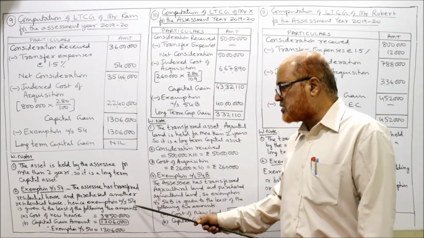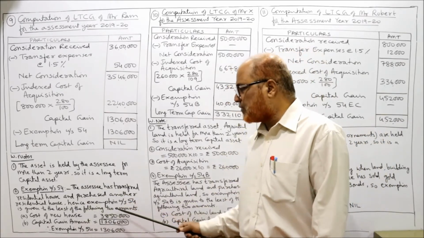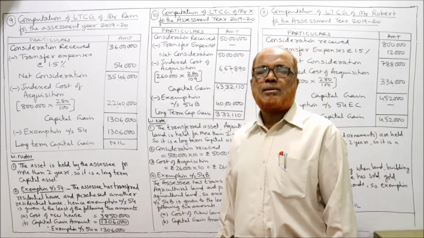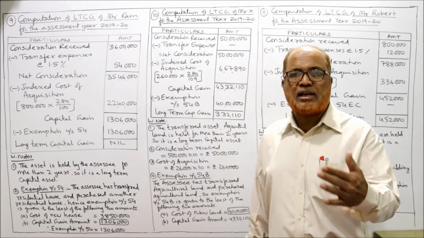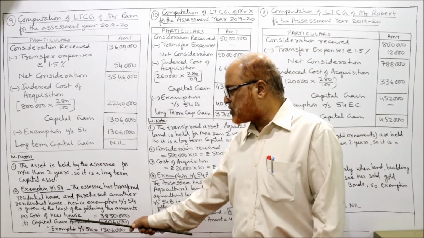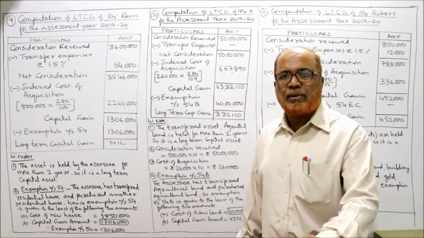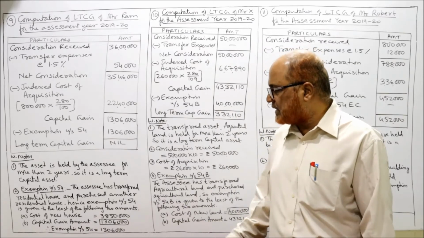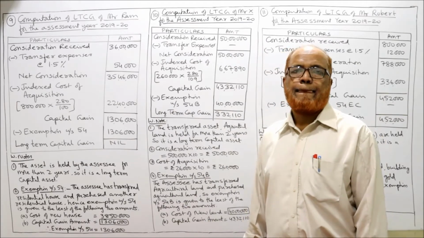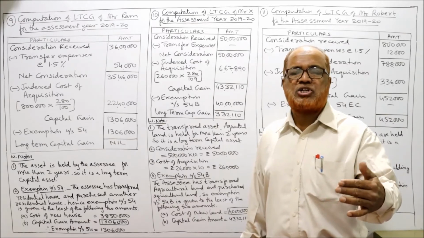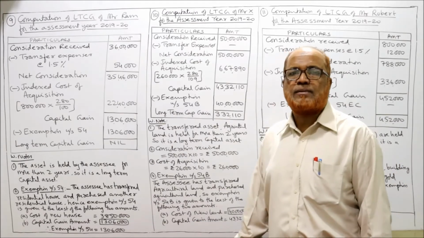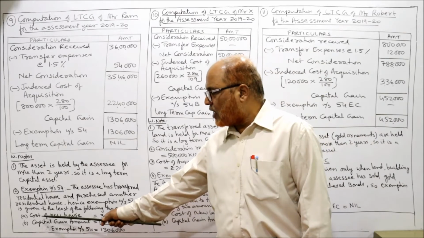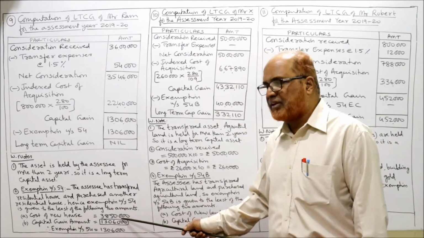Hence, the exemption under section 54 is given to the least of the following two amounts. Which are the two amounts? First, cost of the new house. In the problem, it is given that the cost of the new house is 38,50,000. The new flat he has purchased for 38,50,000.